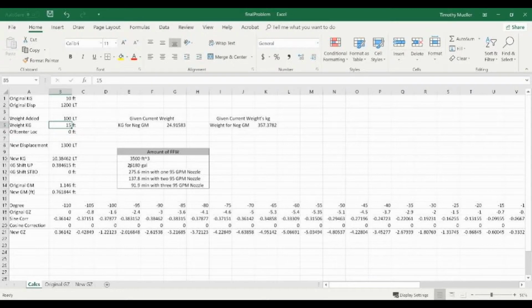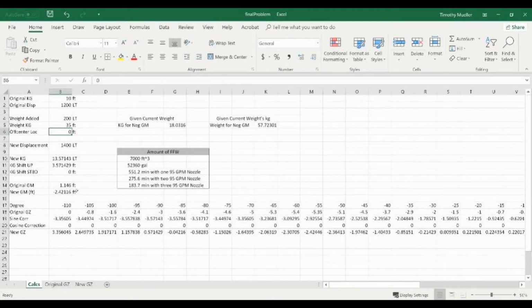So we have a ship that weighs 1,200 long tons. Let's take 200 long tons, and let's add it 35 feet high. Now let's see what happens. So our new displacement is now 1,400 long tons, 1,200 plus 200. Our new GM is telling us we have a negative GM.